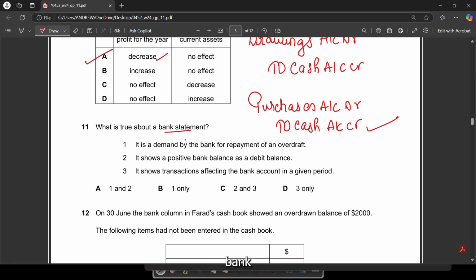What is true about a bank statement? Bank statement is nothing but my passbook. It is a demand by the bank for the repayment of an overdraft. No. Next one is, it shows positive bank balance as a debit balance. No. In a bank statement, if you are having a debit balance, that means you are having an overdraft balance. So again, 1 and 2 are eliminated. It shows transactions affecting the bank account in a given period. Yes, that is the correct option. So D would be the right answer.